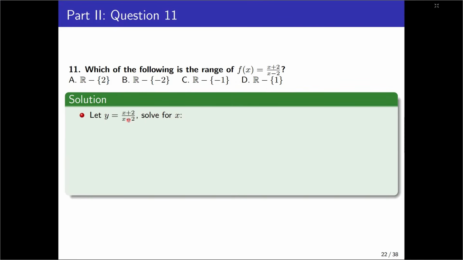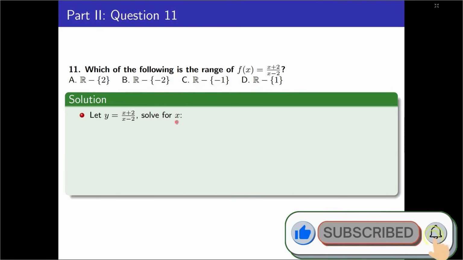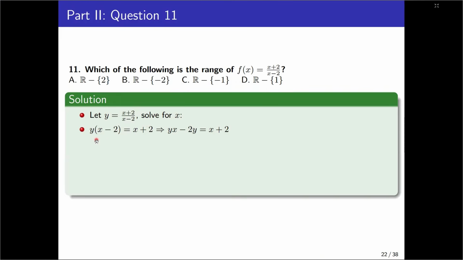Let y equal (x + 2)/(x - 2). Then let's try to solve for x. Then y times (x - 2) is equal to x + 2. This implies yx - 2y is equal to x + 2. So that we have yx - x equal to 2y + 2, which implies x times (y - 1) is equal to 2 times (y + 1). Then x equals 2(y + 1)/(y - 1).